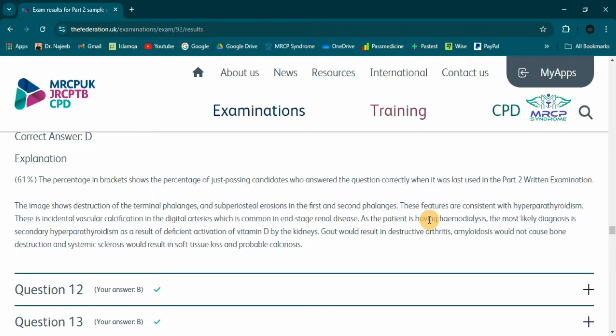As the patient is having hemodialysis, the most likely diagnosis is secondary hyperparathyroidism as a result of deficient activation of vitamin D by the kidneys. Gout would result in destructive arthritis. Amyloidosis would not cause bone destruction, and systemic sclerosis would result in a soft tissue loss and probable calcinosis.